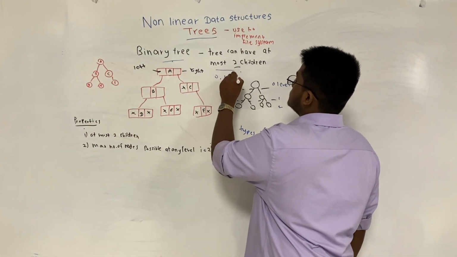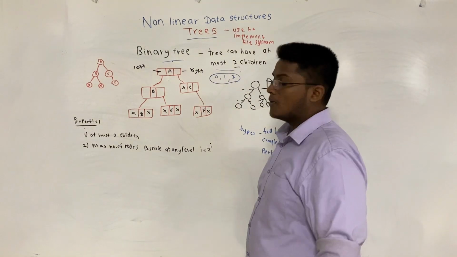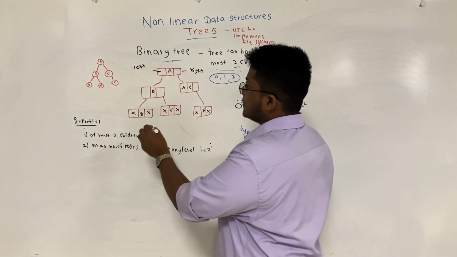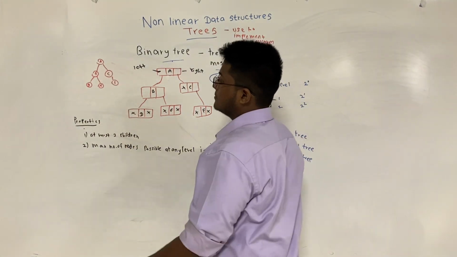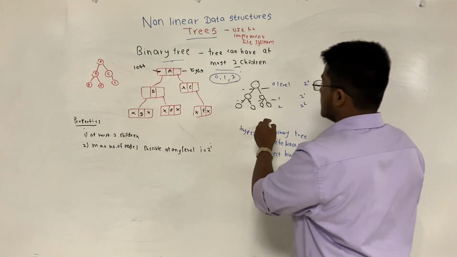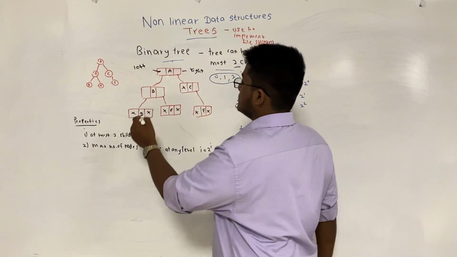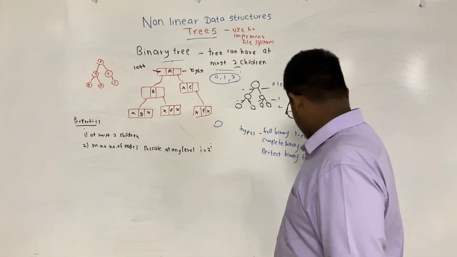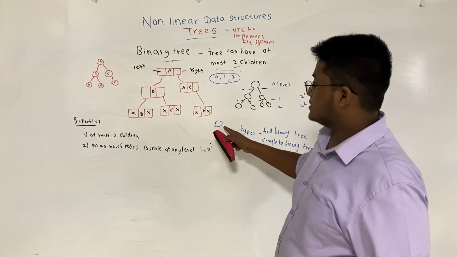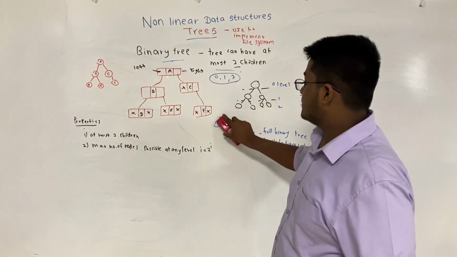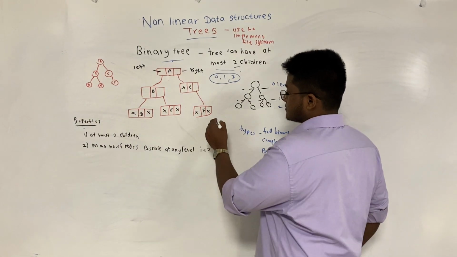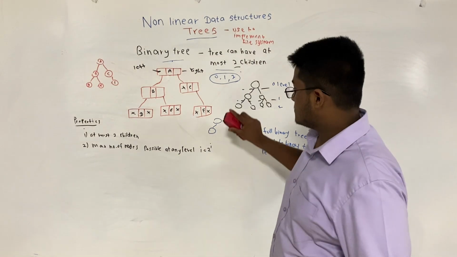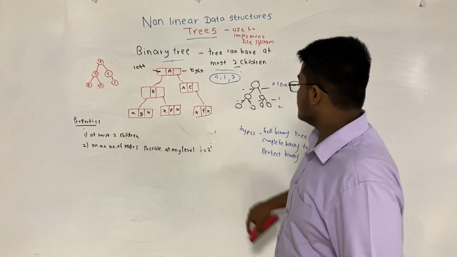0, 1, 2. Only these, right? So this is binary, right? This is also binary, right? Is this a binary tree? Yes. This is a root node. It's a binary tree, right? Is this a binary tree? Yes. This is also a binary tree, right?